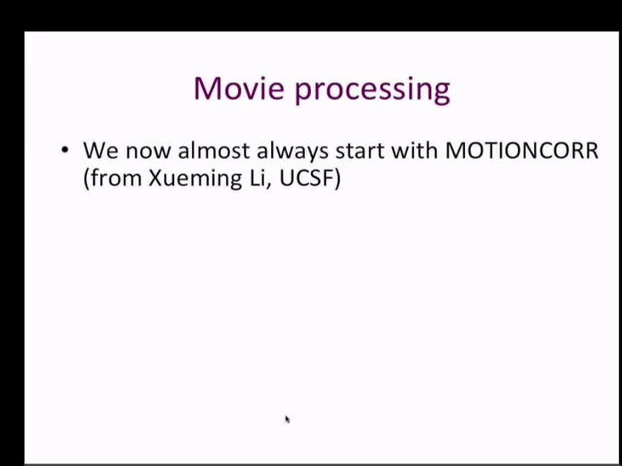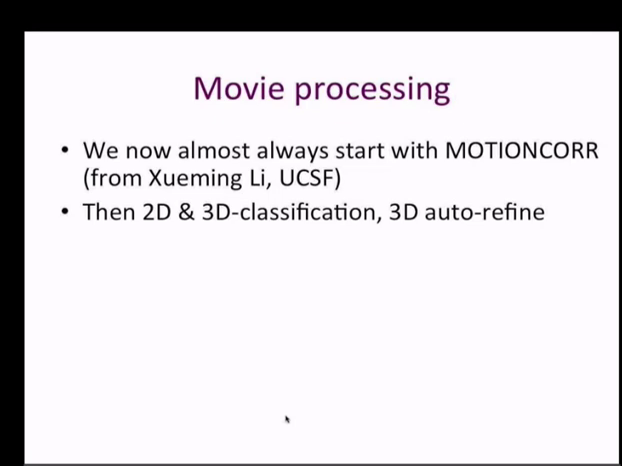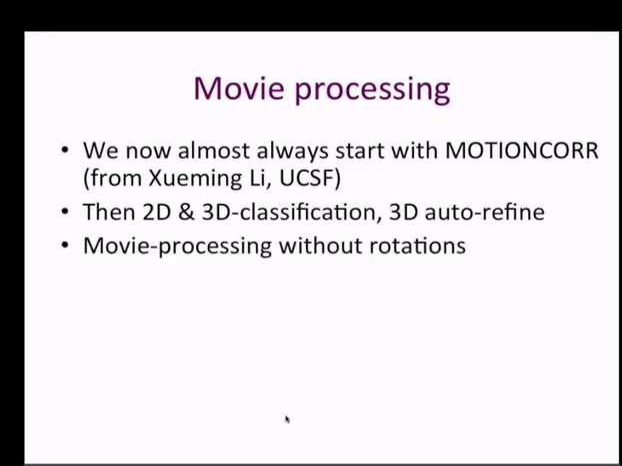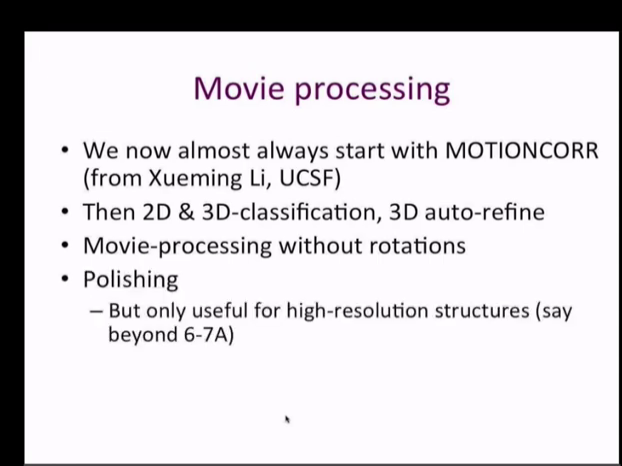We now almost always start with the motioncor scripts from Xueming when he was still at UCSF to do a per-micrograph based motion correction. Then we do initial 2D, 3D classifications, auto-refine, and then we do movie processing without rotation and use this new particle polishing approach, which I published last year in eLife, to do per-particle motion correction and also radiation damage weighting for the independent movie frames.